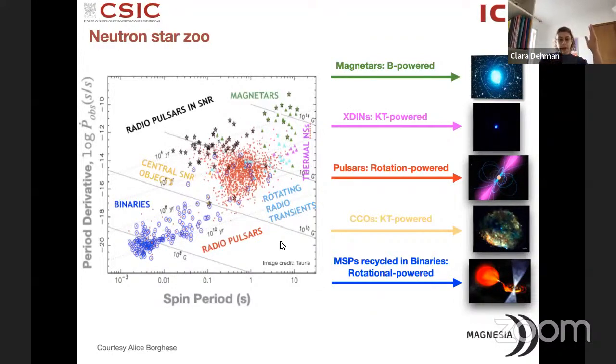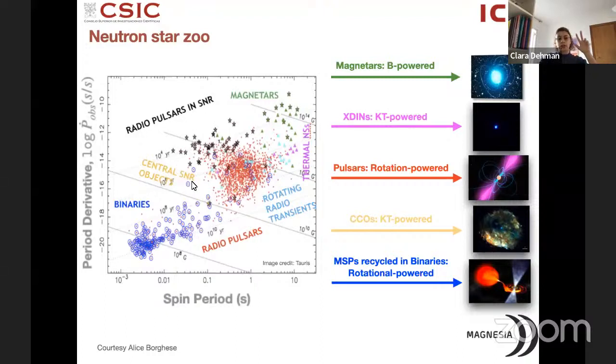Now we like to classify magnetars in this P-Pdot diagram. Here we have the spin period of the object and its period derivative. Why? Because in this diagram one can see that different classes of neutron stars cluster in different regions. For instance, we can see the magnetars in the top right corner of this diagram. They are followed by the XDINs. If we move diagonally, we have the bulk of the population of isolated neutron stars, which are the rotation-powered radio pulsars.